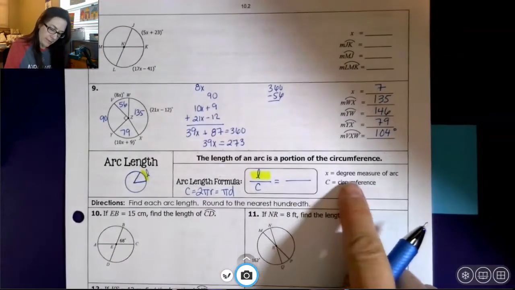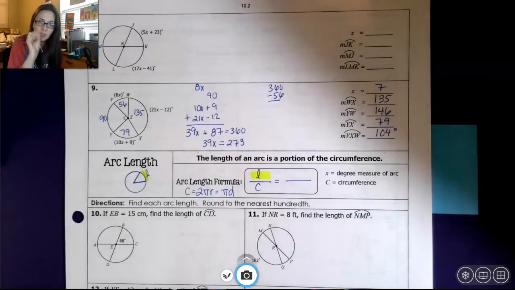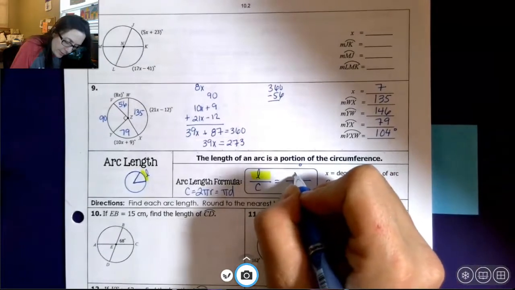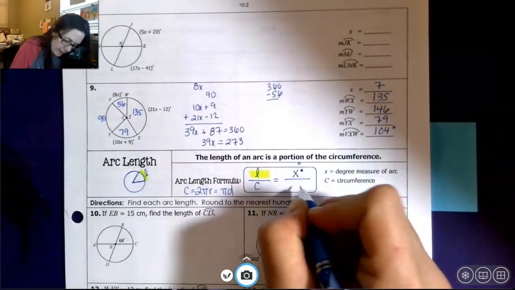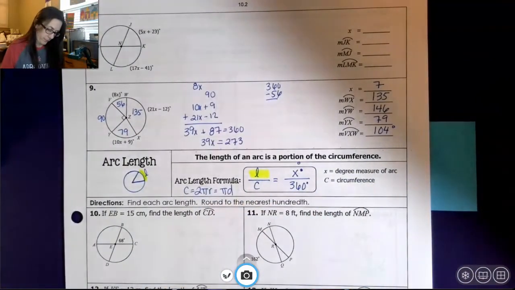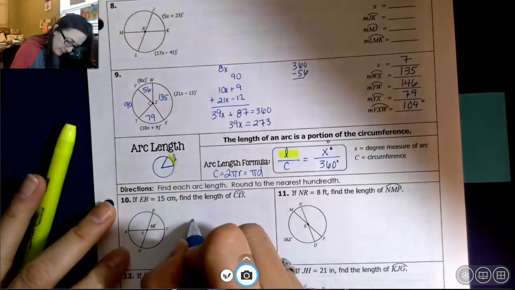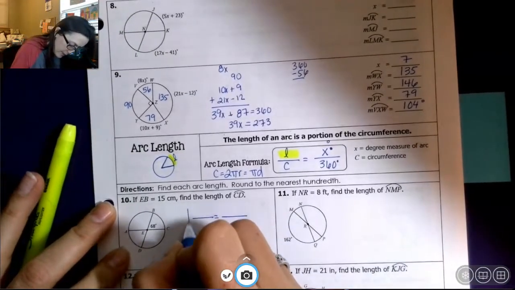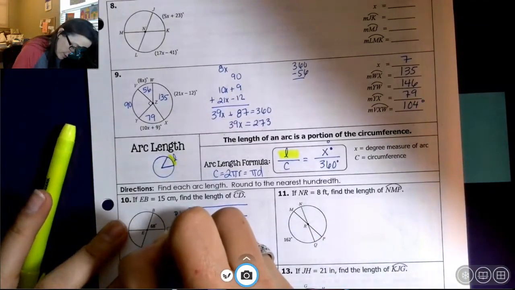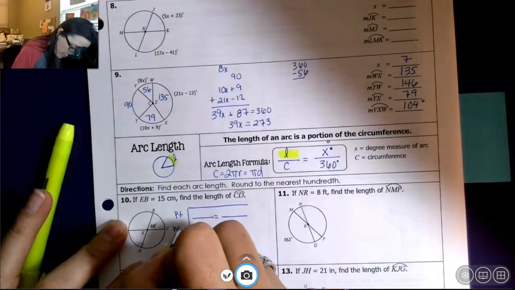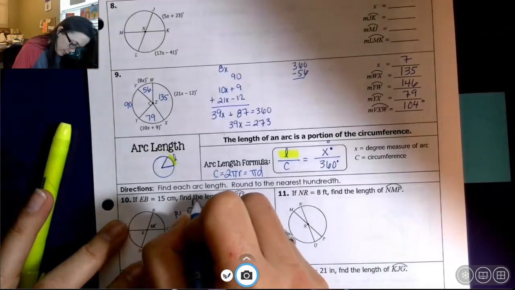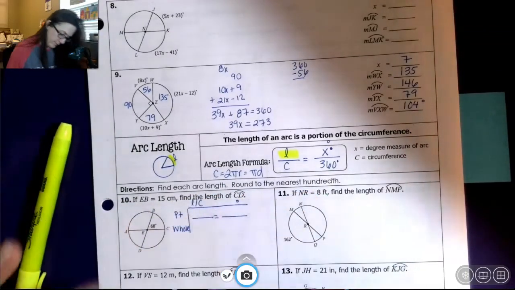Now, x degree measures of arc, just the arc itself, the other side. So this is the length on this side, this is the degrees over here. The degrees that we're looking at over 360, which is the entire circumference, the entire degree. So we want to set up a proportion here. I kind of set up this little chart. I want the part on top, the whole on bottom. I want the length or circumference over here and the degree over here.